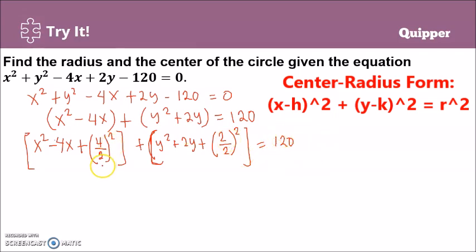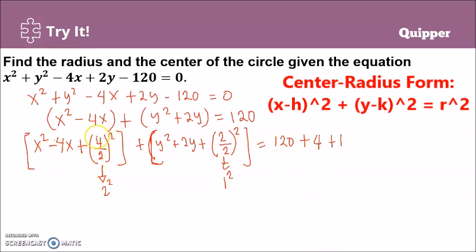Ano bang in-add natin dito? So, this is 4 over 2, that is 2 squared, ano? So, that's 2 squared. So, 2 squared is actually 4. So, we add 4. Anong in-add natin dito sa y? So, 2 divided by 2, that is 1. So, 1 squared. 1 squared is 1 times 1 equals 1. So, we add 1. Okay? Para balance pa rin yung equation.